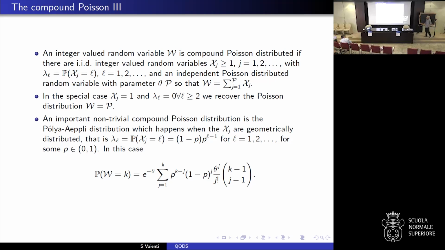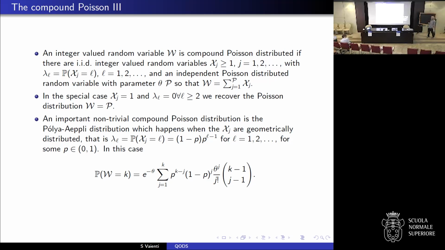An integer valued random variable is called compound Poisson if you can write it as the sum of IID random variables X_j, up to a random variable itself, which is independent of the X_j and which is Poisson distributed with parameter t. This is the definition of compound Poisson. Of course, you can get a lot of distributions according to the original distribution of the X_j. The X_j are independent with the same distribution, and the distribution of the X_j is called lambda_L. In particular, if we have only one X_j, which is equal to 1, and all the lambda_L are equal to 0, you recover the Poisson distribution.